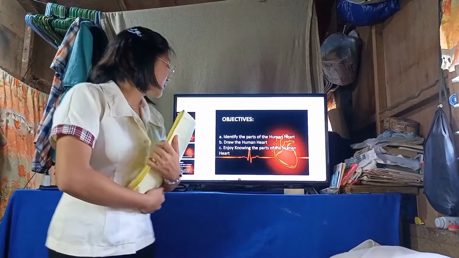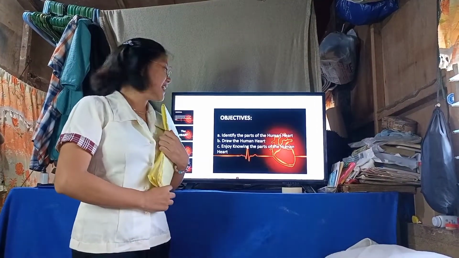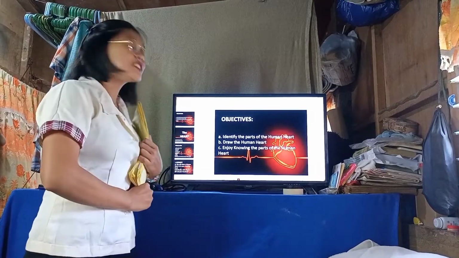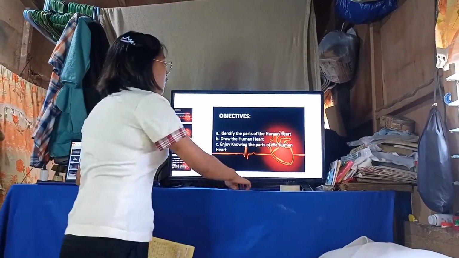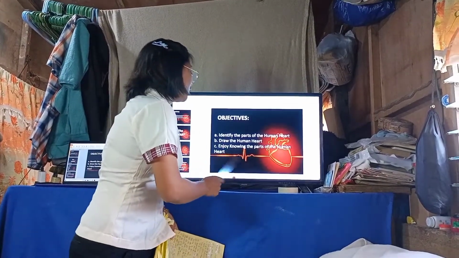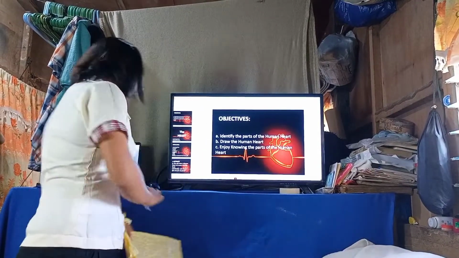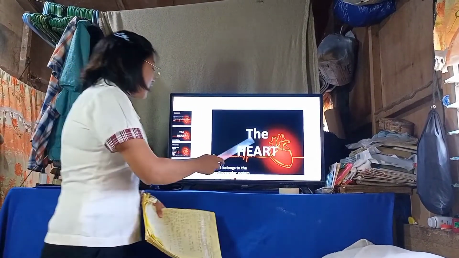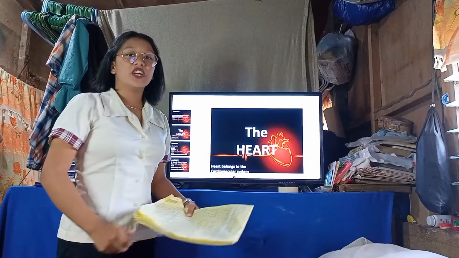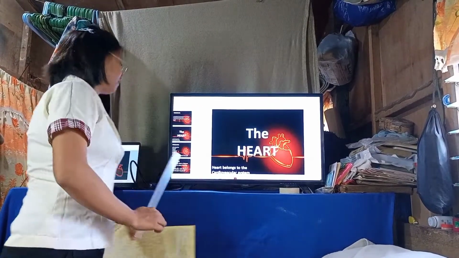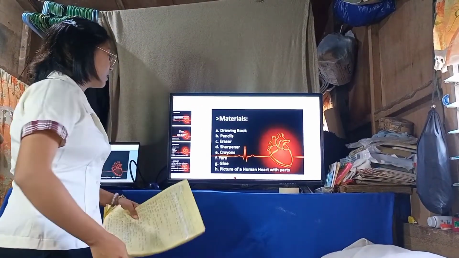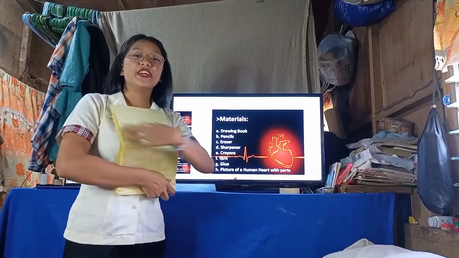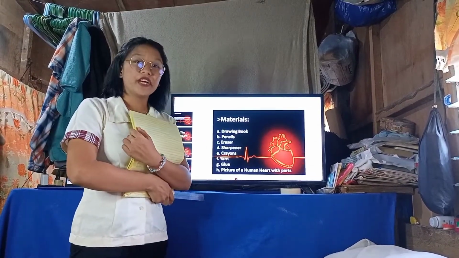So the objectives of this lesson are to identify the parts of the human heart, draw the human heart, and enjoy knowing the parts of the human heart. So the heart belongs to the cardiovascular system. Did you bring your materials? Because we will use them in our first activity.